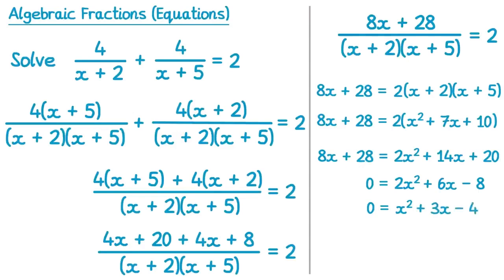Fortunately for us, this quadratic will factorise. So on the left hand side we have 0, and the right hand side will factorise to give (x plus 4)(x minus 1). This leads us to two solutions. Either the first bracket is 0, so x plus 4 equals 0, in which case x is -4, or the second bracket equals 0, so x minus 1 equals 0, which gives us the solution x equals +1.